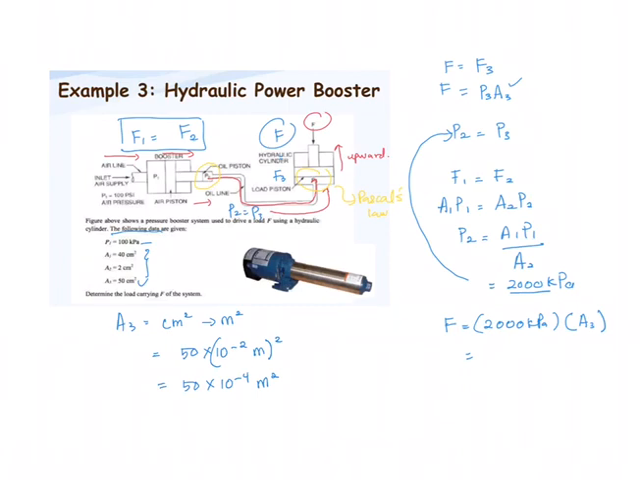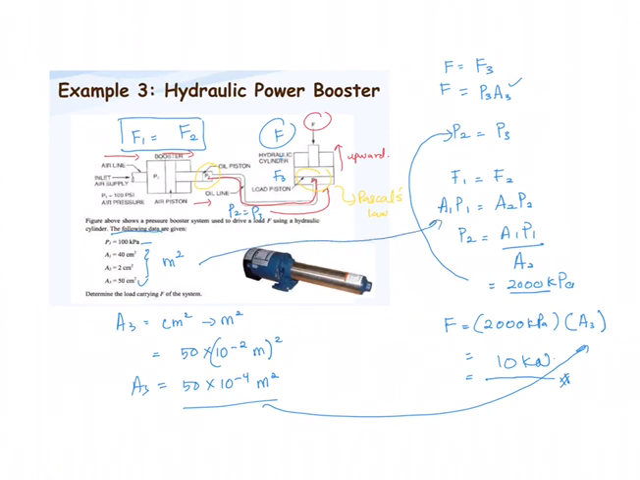With this value in meter squared, we can substitute into A3 here, and in the end you can get the answer of 10 kilonewton, the final answer. Which means for the A1 and A2 you also need to convert to meter squared, then substitute into the A1 and also the A2, then in the end you can get the answer for the force required for the system, which is 10 kilonewton.